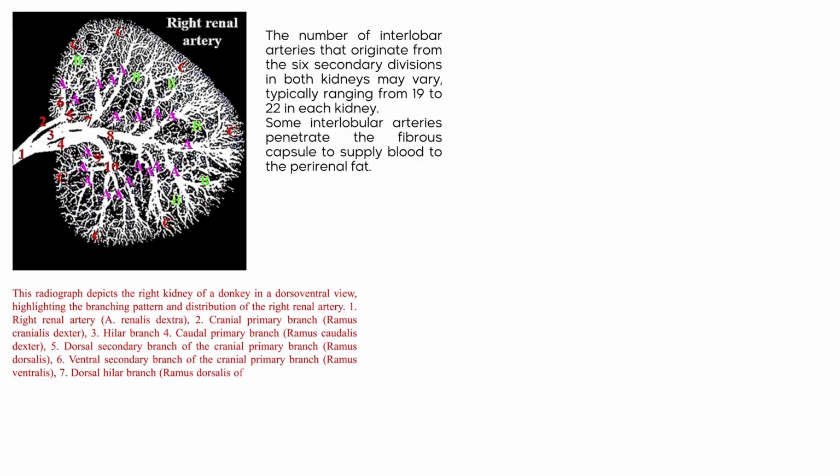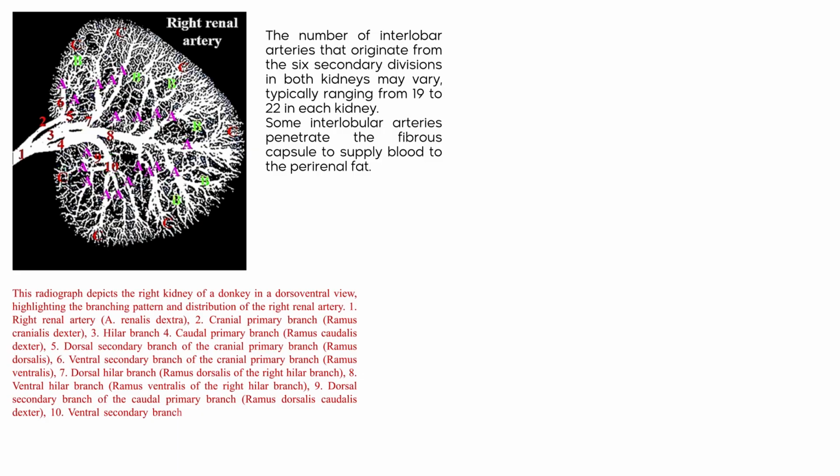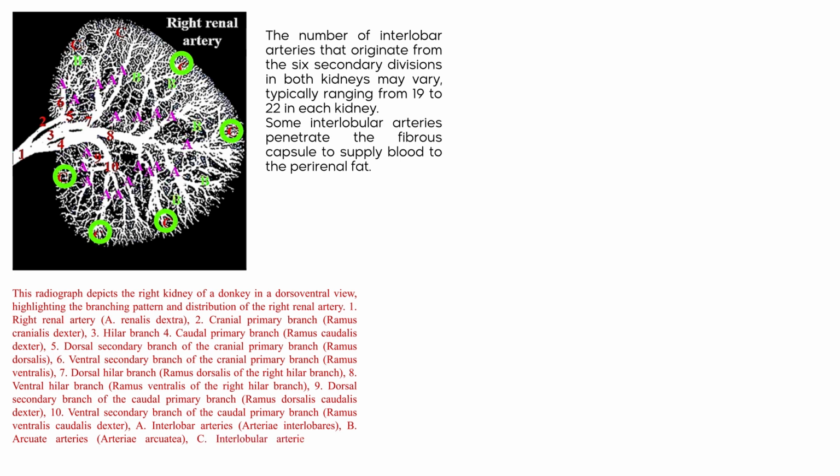7. Dorsal hilar branch, ramus dorsalis of the right hilar branch. 8. Ventral hilar branch, ramus ventralis of the right hilar branch. 9. Dorsal secondary branch of the caudal primary branch, ramus dorsalis caudalis dexter. 10. Ventral secondary branch of the caudal primary branch, ramus ventralis caudalis dexter. A. Interlobar arteries, arteriae interlobares. B. Arcuate arteries, arteriae arcuatae. C. Interlobular arteries, arteriae interlobulares.